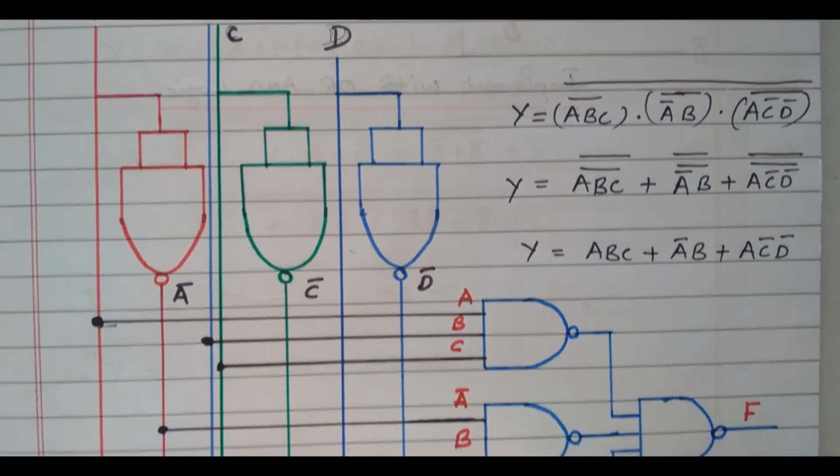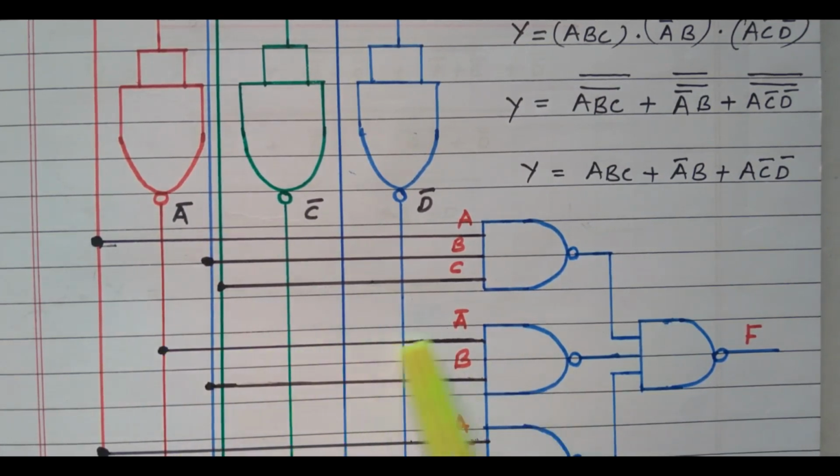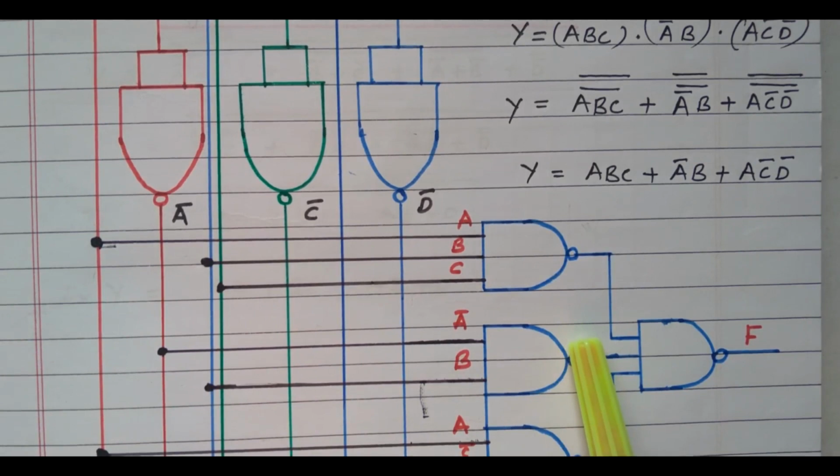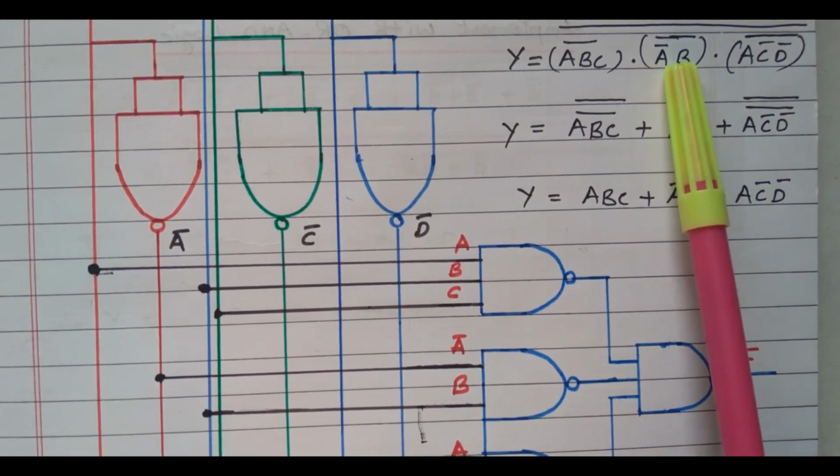Then the next function is A bar B. So one more NAND gate is connected here and given with the inputs A bar and B. So the output will be A bar B the whole bar, the output of the second NAND gate.